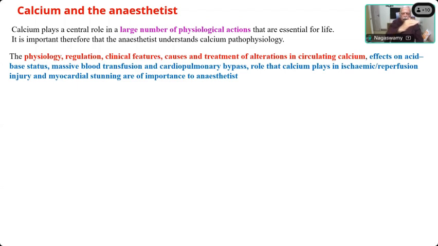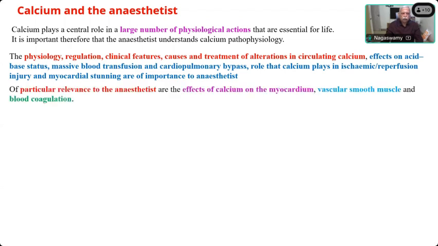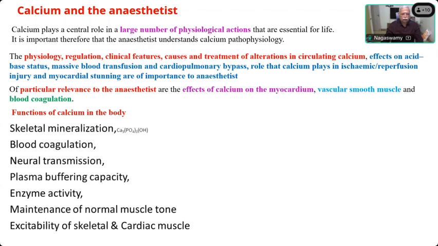So the red things are mostly physiological and the blue things are mostly pathological. Of particular relevance to anesthesia will be the effects of calcium on myocardium, vascular smooth muscle, blood circulation, and to some extent on the neuromuscular junction also. So you can enumerate the functions of calcium in the body into these categories.